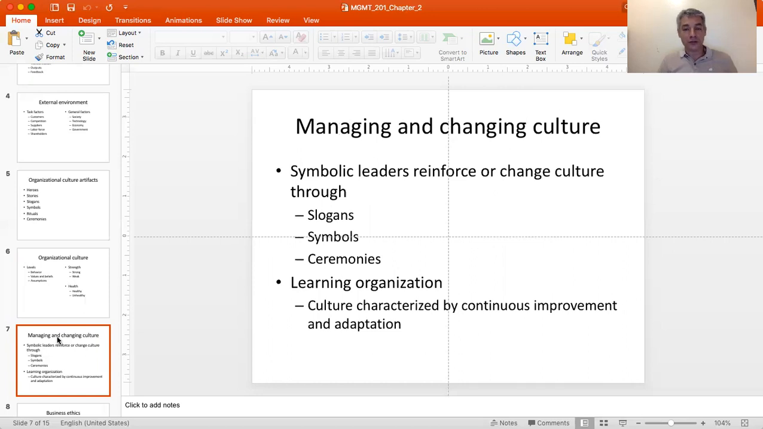So how do you change, or rather, how do you manage organizational culture? It all comes from the top, right? The importance of symbolic leaders who identify the culture, who spread the culture, who shape the culture, is very hard to overestimate. They're absolutely key to creating this cultural space, if you will. They typically do that through slogans, symbols, and ceremonies.